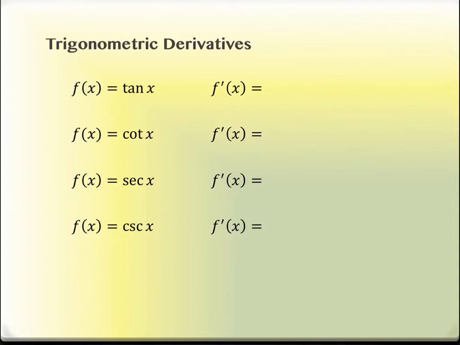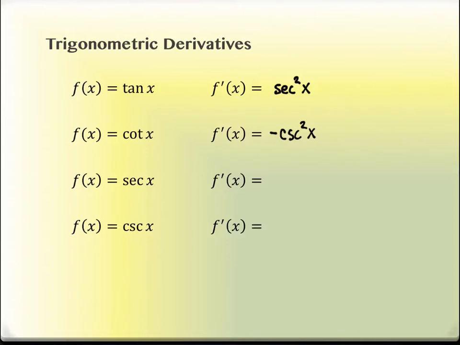The derivative of tangent is secant squared of x. So the derivative of tangent x, secant squared of x. And the derivative of cotangent is negative cosecant squared of x. So they group together nicely. They have very similar forms for their derivatives. And again, we see that negative showing up.